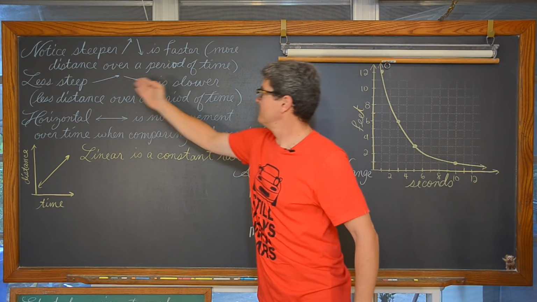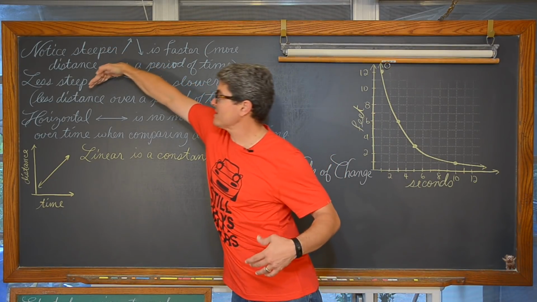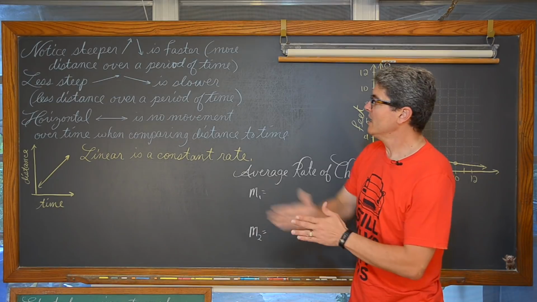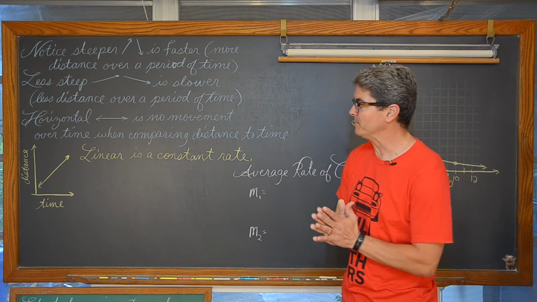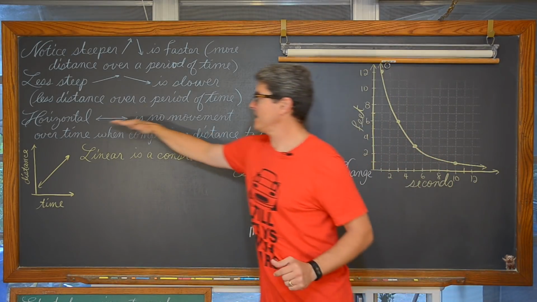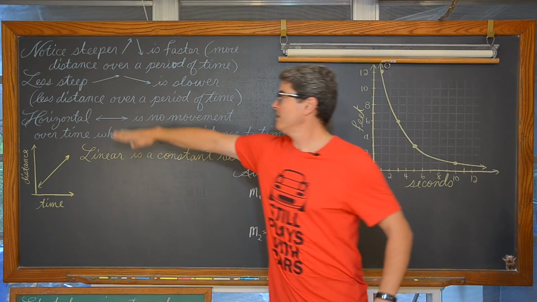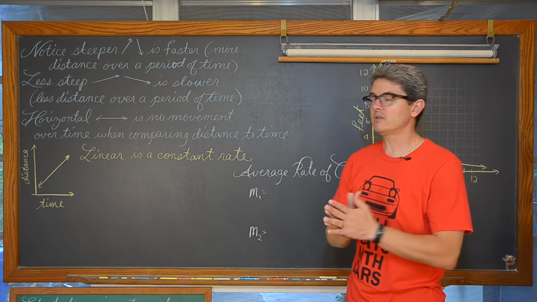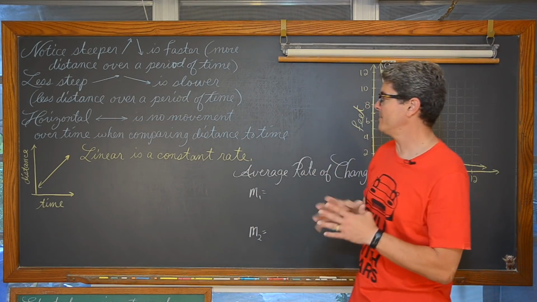And the less steep, whether it's with a positive slope or a negative slope, a positive rate of change or a negative rate of change, you are covering less distance over that period of time, so that is a slower movement. And then finally, if you're looking at just a comparison between distance over time, if you have a horizontal line segment, then there is no movement. The distance is not changing over that period of time.